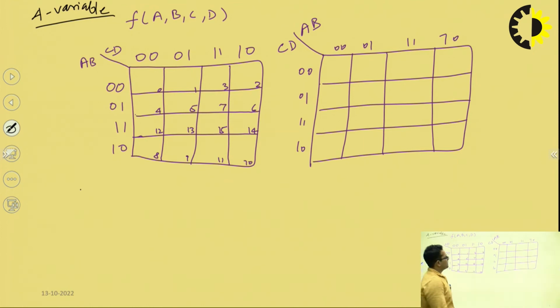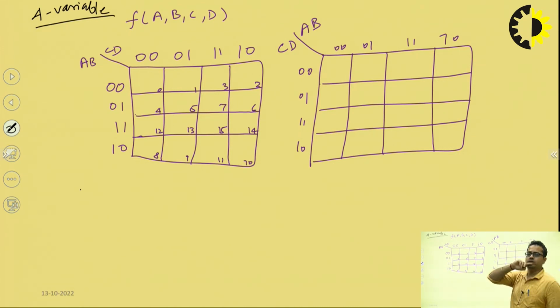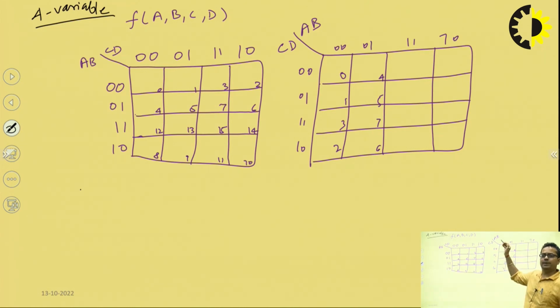Now while filling the decimal equivalent value, you have to be very careful about the manner in which you have written the variables. So it is AB on the upward and CD on the downward. So it will move like this. This one is 0, this one will be 1, this one will be 2, 3, 4, 5, 6, 7. Because if you just observe the bit pattern, it will be 0 0 0 0, then 0 0 0 1, which is 1, and then 0 0 1 1, which is 3. In this way you have to fill the decimal equivalent very carefully.